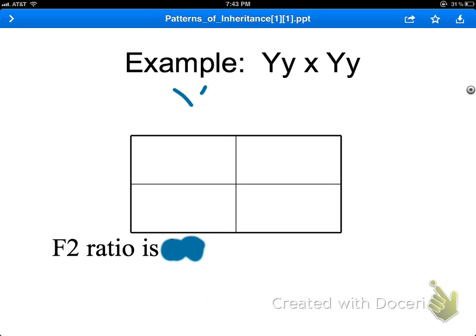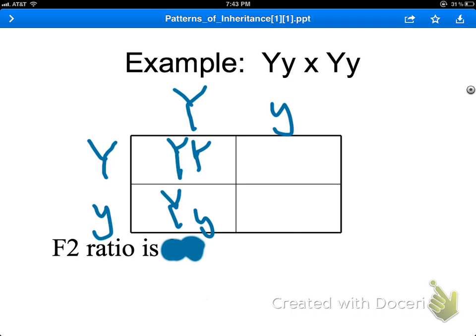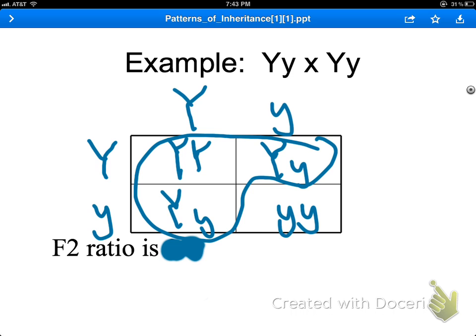This is an example of how we would fill in a Punnett square to answer the question, what happens if two heterozygous pea plants are crossed? And from this, you can see that three of them would have the dominant trait, and one of them is going to have the recessive trait. Because of this, we say the ratio is 3 to 1.